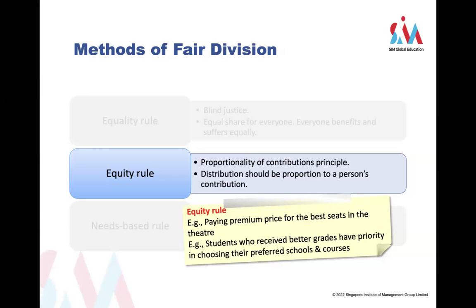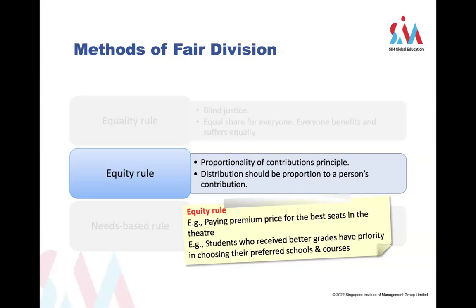Okay, another example, students who receive better grades have priority in choosing their preferred schools and courses. Now, this is something that our Singapore students experience since a very young age. In Singapore, we have the PSLE, Primary School Leaving Examination at 12 years old. It is a national examination, and this national examination is going to help students and their parents determine what secondary school they can go to, and at what intensity. Is it a level 1, level 2, or level 3 intensity?